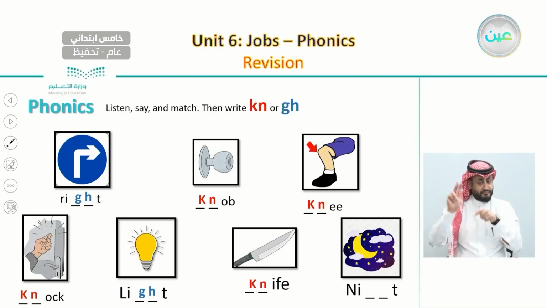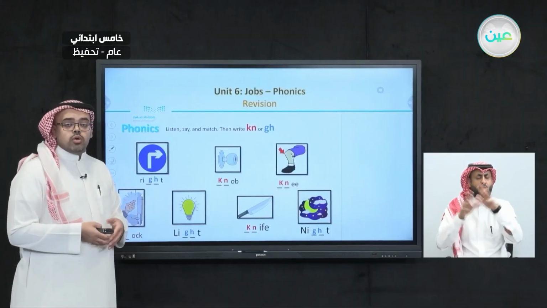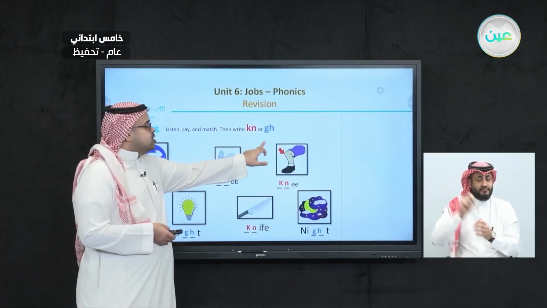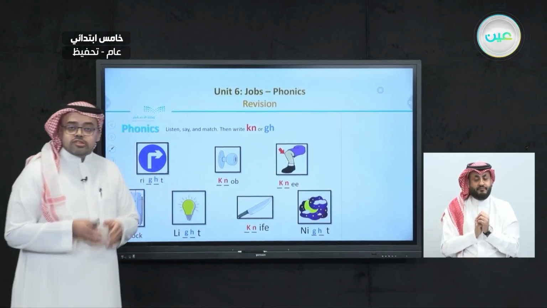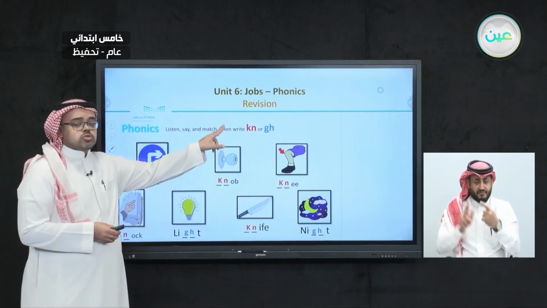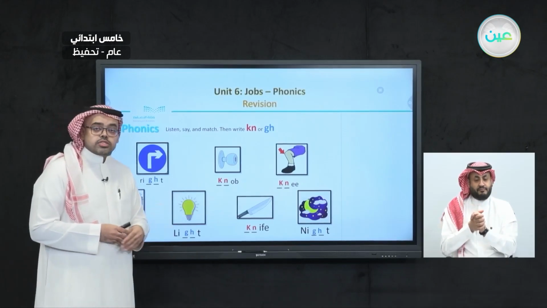keep it in writing. And finally, we have the word night, N-I-G-H-T. So here we wrote G and H, but as we said, we don't pronounce them. So these are the most common words where we use the two letters, which are K-N and G-H. And we said that sometimes we come across words where we can find these two letters without pronouncing them. And these are among the most common words.